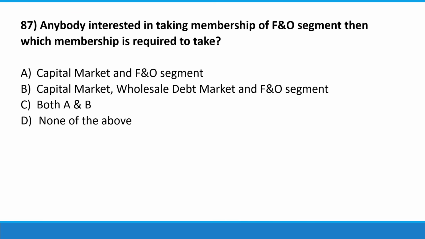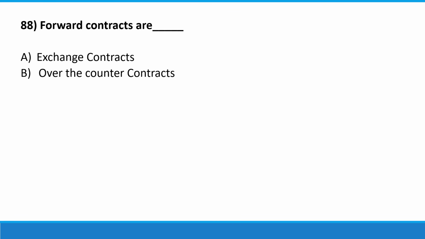Anybody interested in taking membership of F&O segment, then which membership is required to take? Option A, capital market and F&O segment. Option B, capital market, wholesale debt market and F&O segment. Option C, both A and B. And option D, none of the above. The correct answer is option C. Both A and B.